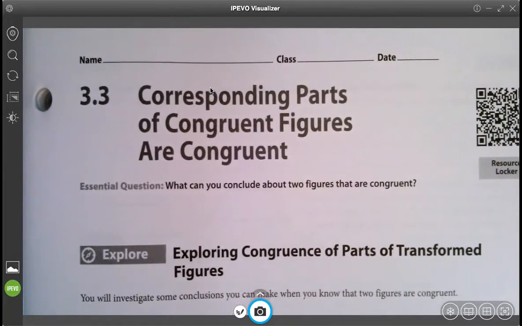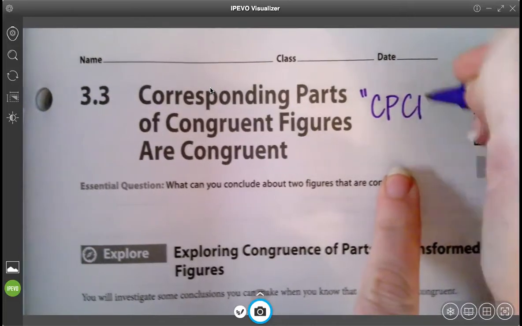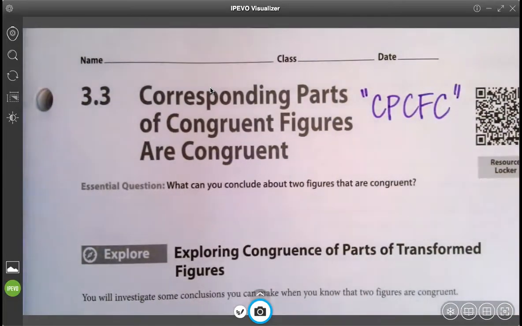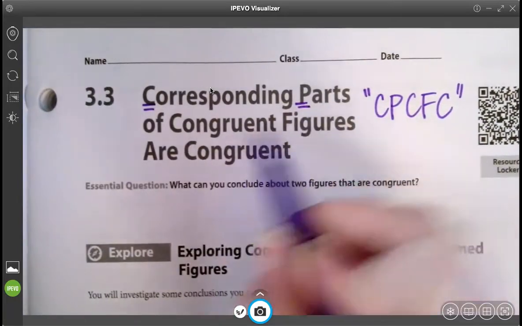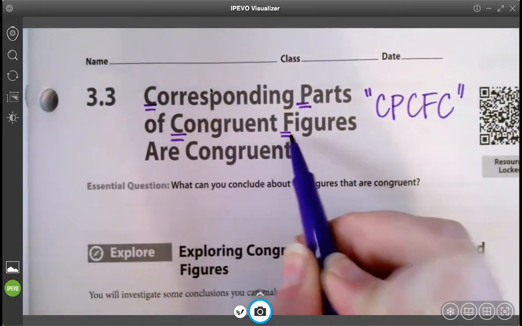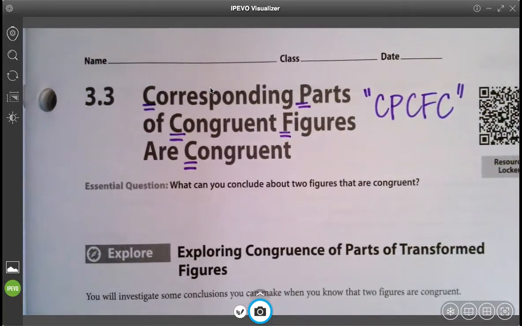This is basically like a theorem or a postulate that we're going to use in some proofs to talk about how we know certain things are congruent to certain other things in different figures. So up here at the top, in big letters, write CPCFC, and that's just the abbreviation for Corresponding Parts of Congruent Figures are Congruent. That way we don't have to write that big long phrase every time. We can just write 5 capital letters instead, CPCFC.